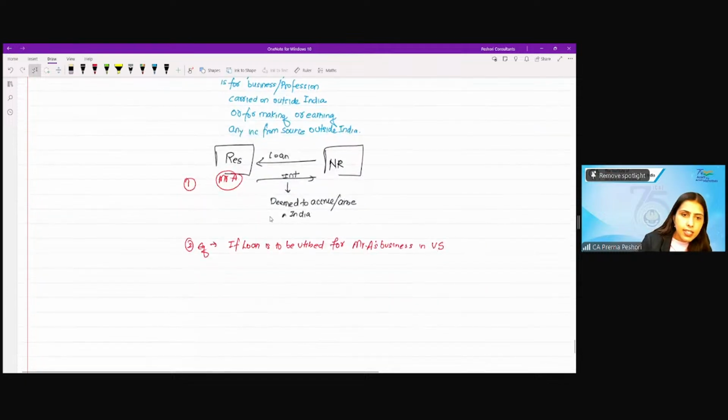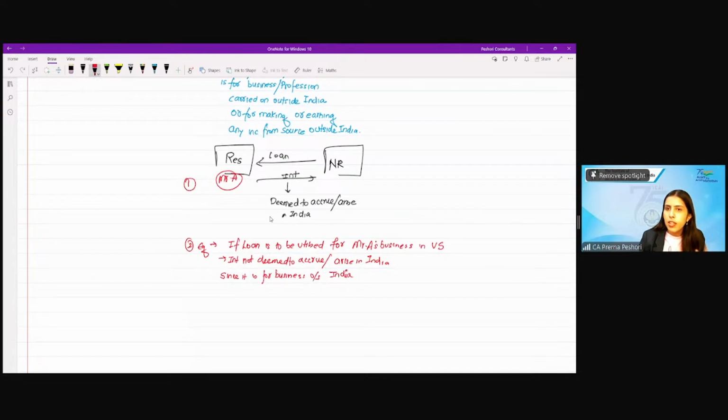So in this case, interest is not deemed to accrue or arise in India, since it is for business outside India. Are we clear? Any questions? Is this clear up till now? Fine. Last point.